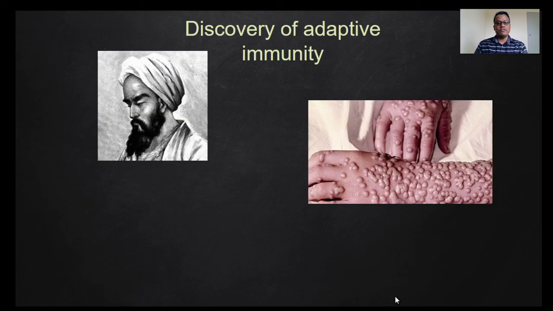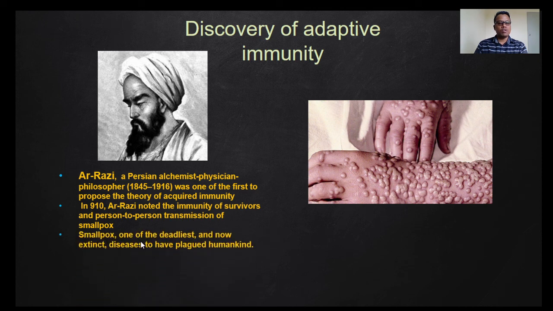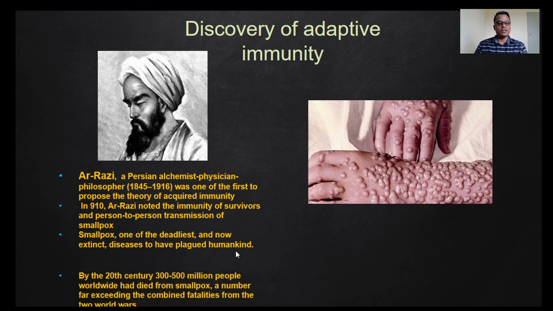For the discovery of adaptive immunity, Ar-Razi, a very famous Muslim scholar, a Persian alchemist, physician, and philosopher, was one of the first to propose the theory of acquired immunity. In 910, Ar-Razi noted the immunity of survivors and the person-to-person transmission of smallpox. Smallpox is one of the deadliest and now extinct diseases to have plagued humankind.